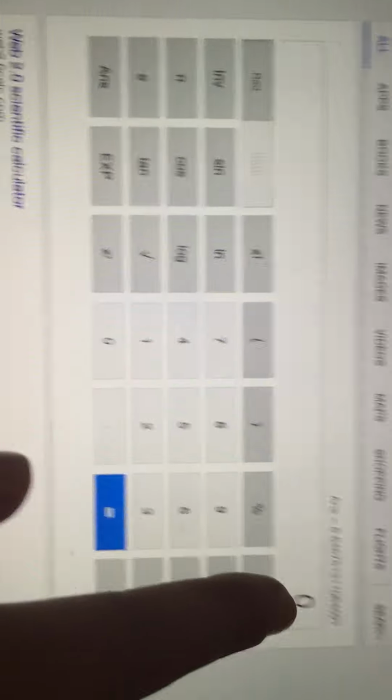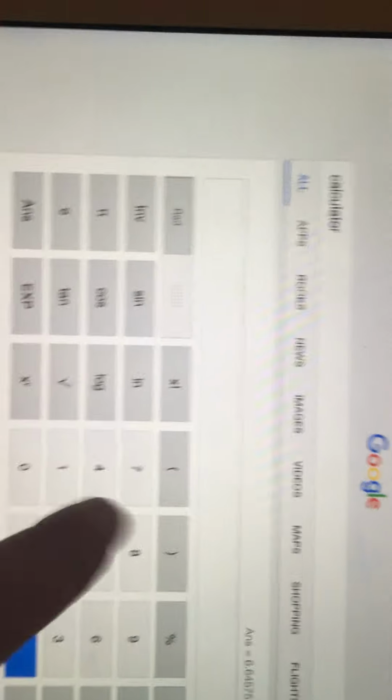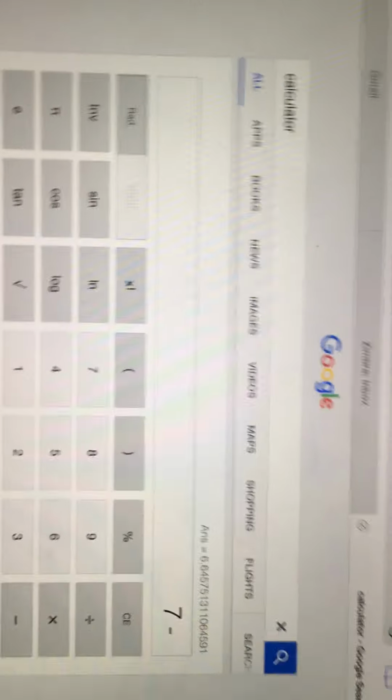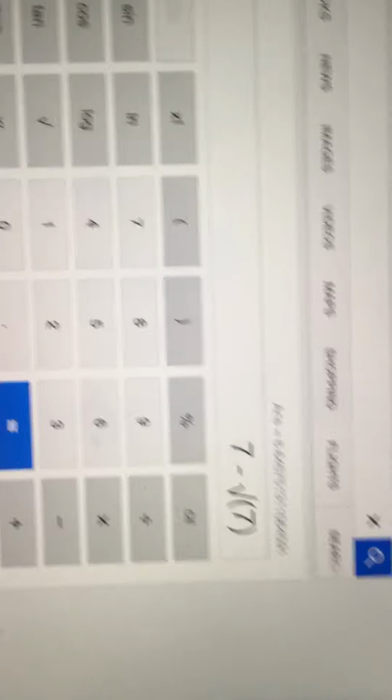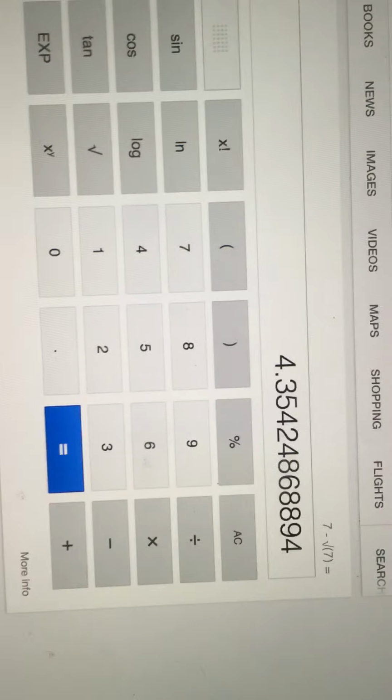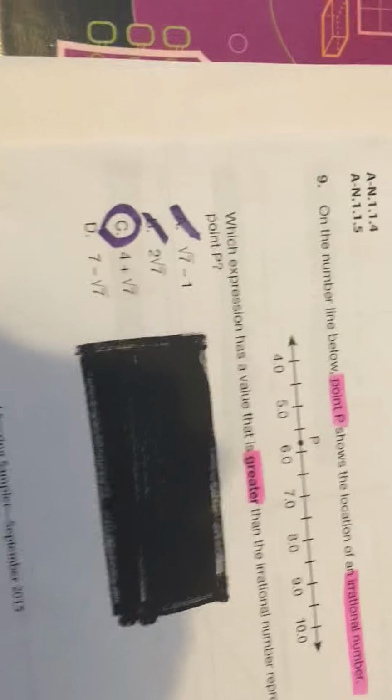I want to cover all my bases and make sure that I'm being safe. So D tells us 7 minus the square root of 7. Okay, let's clear this out. And we have 7 minus square root of 7. And what that gives us is 4.3542, and so on. That is not greater than 5.5. So our answer for number 9 is going to be C.